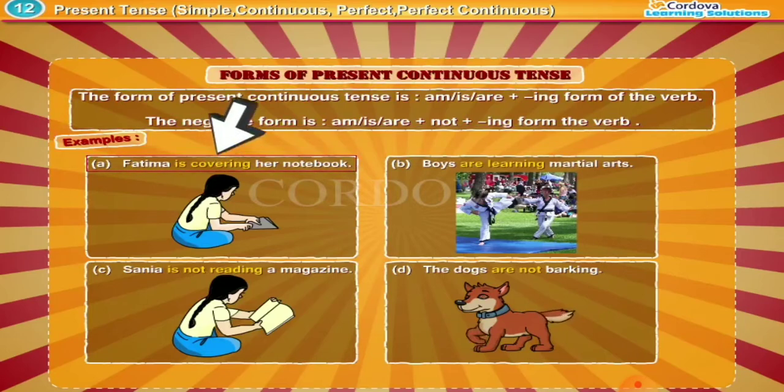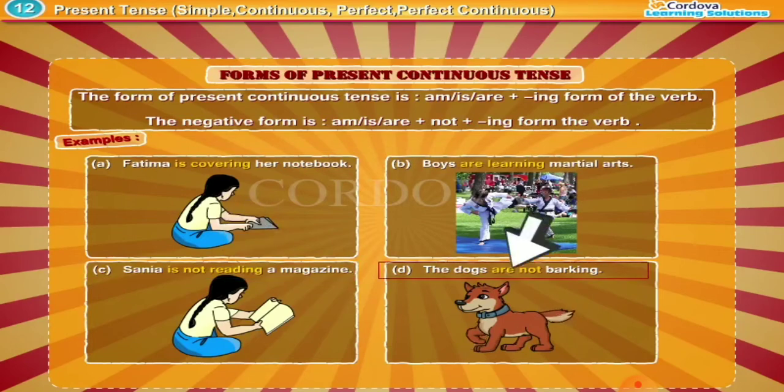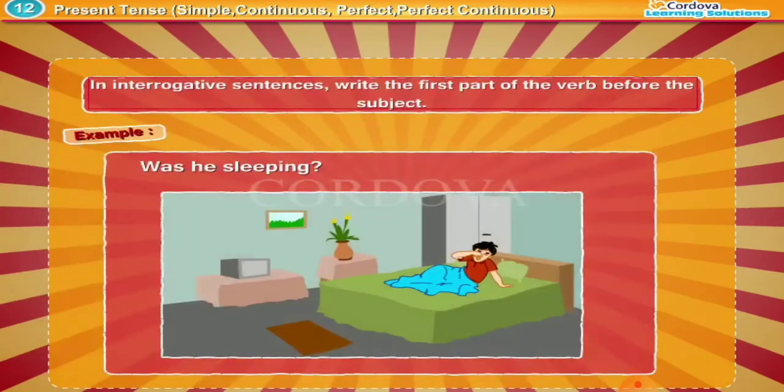Examples: Fatima is covering her notebook. Boys are learning martial arts. Sanya is not reading a magazine. The dogs are not barking.